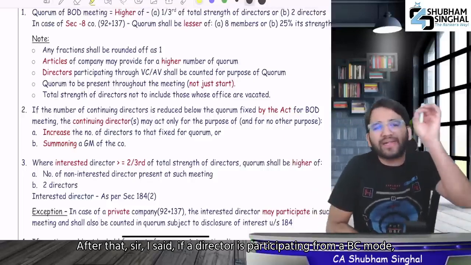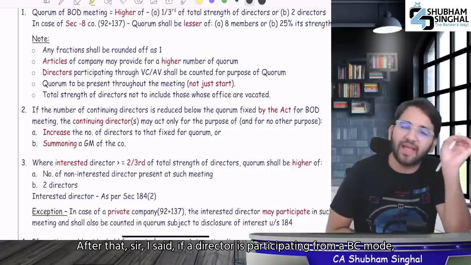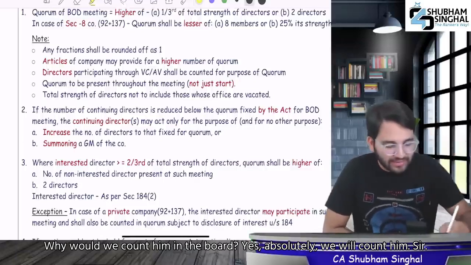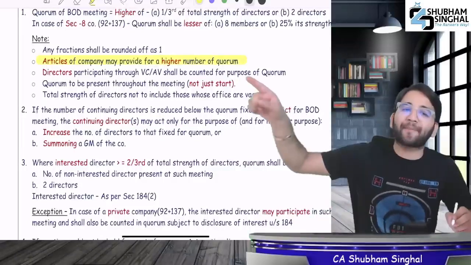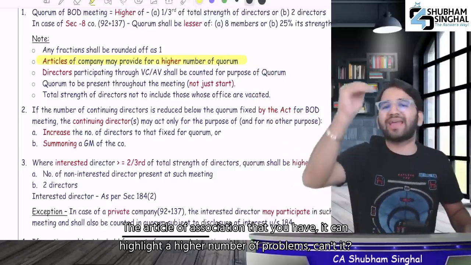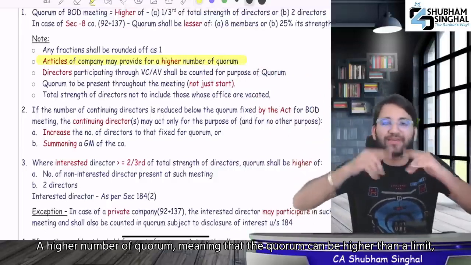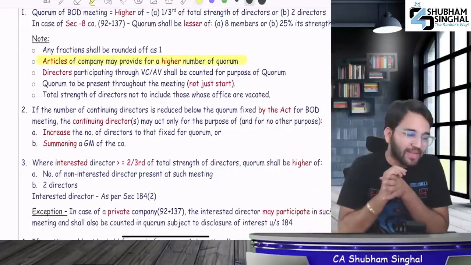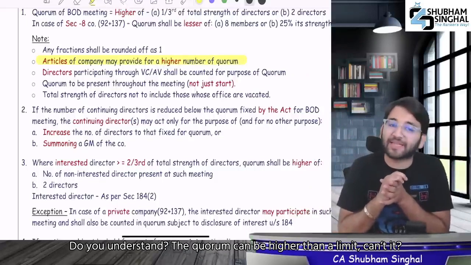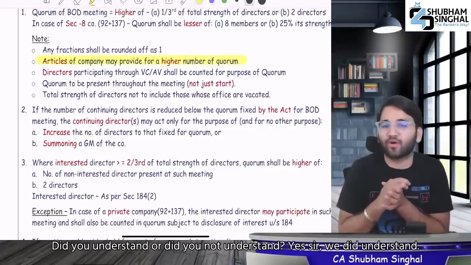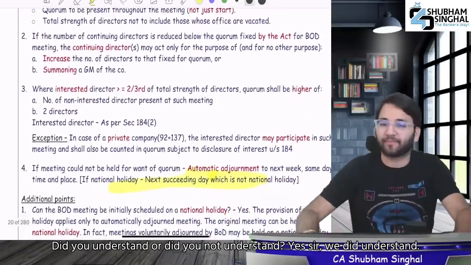After that, I said if a director is participating from VC or AV mode, will we count him in the quorum? Yes, we will. Now, a very important point. The Articles of Association can specify a higher number of quorum, meaning that the quorum can be higher than the limit. Do you understand? I hope this is clear.